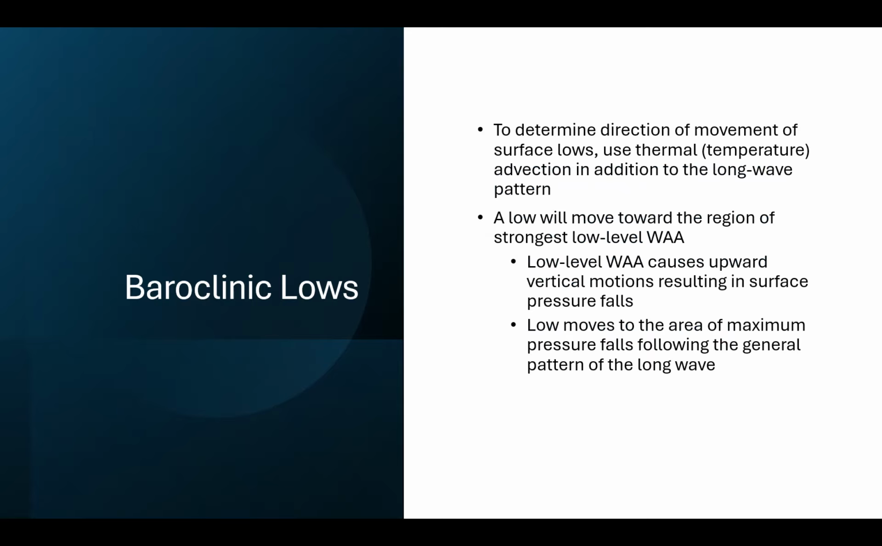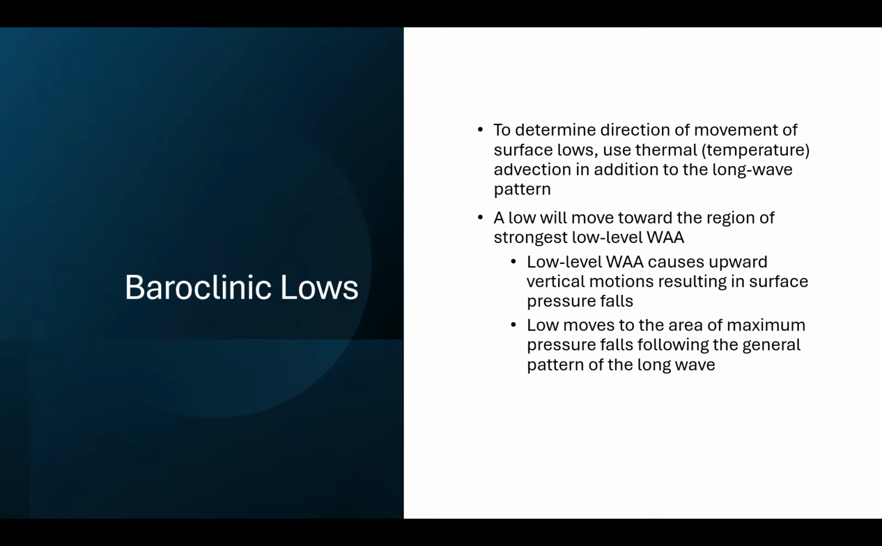And with baroclinic lows, as far as which direction they go, to determine the direction of movement of surface lows, use the thermal or temperature advection in addition to those upper level winds within the long wave pattern. A baroclinic low is going to move toward the region of strongest low-level warm air advection. This low-level warm air advection causes upward vertical motions, resulting in surface pressure falls.